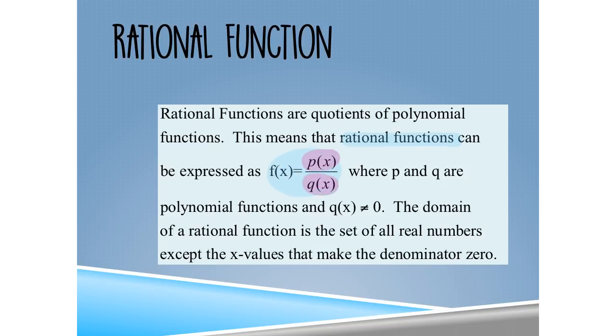So both the numerator and the denominator separated out would individually be functions, and then you would write one over the other. P and Q are obviously polynomial functions, and Q of x cannot equal 0, because if Q of x equals 0, then the entire thing is undefined. The domain of rational functions is the set of all real numbers, except the x values that make the denominator 0. So just like our old domain rules, anything that's in that denominator, you would set not equal to 0 and solve it to restrict your domain.